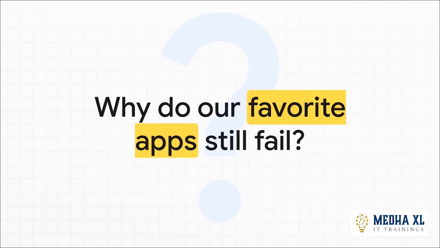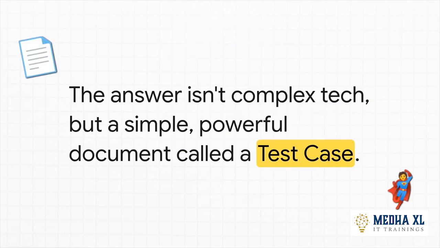I mean, we live in this age of incredible technology, so why does it feel like our digital tools are sometimes held together with duct tape? Why do these annoying bugs still slip through, even in the apps we use every day from the biggest companies on the planet? Well, the answer isn't some super complex algorithm or a piece of futuristic AI. It's actually a surprisingly simple but incredibly powerful document called a test case.